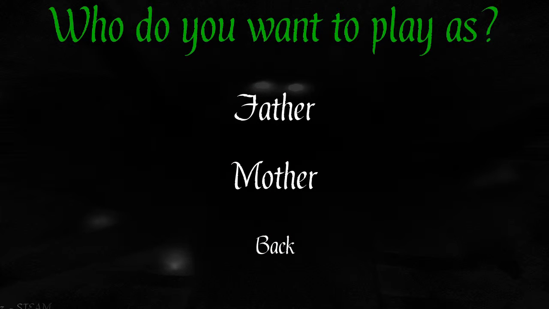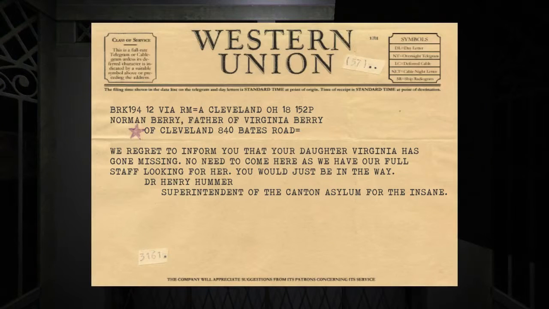Father. Okay. We regret to inform you that your daughter Virginia has gone missing. No need to come here, as we have our full staff looking for her. You would just be in the way. Andrew. Dr. Henry Hummer, superintendent of the Canton Asylum for the Insane.